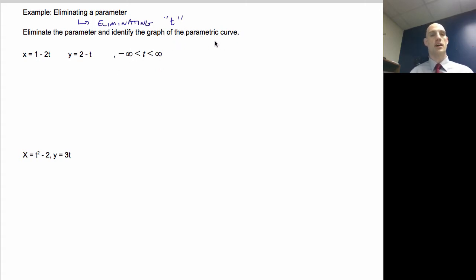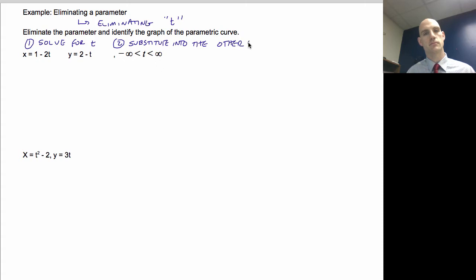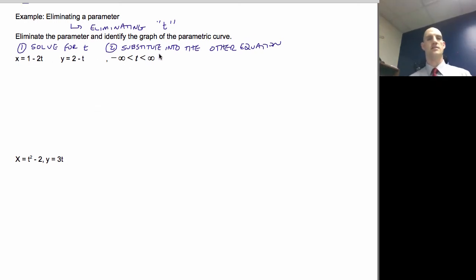What we're going to do is, one, solve for t, two, substitute into the other equation. This won't be unfamiliar to you because we've done this with systems of equations. So I'm going to solve for t and then substitute into the other equation to eliminate t.